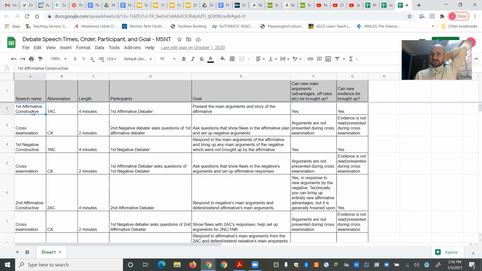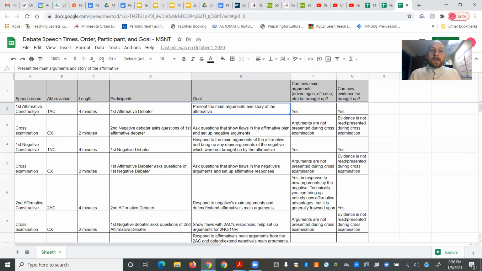Okay. The first speech is the first affirmative constructive, sometimes called the 1AC. It is a maximum of 4 minutes long. So you can spend less time than 4 minutes if you want, but you shouldn't spend more than 4 minutes doing this. And if you go to 4 minutes, the judge will cut you off and ask you to wrap it up, finish your sentence. The person who gives this speech is the first affirmative debater. So on the affirmative team, there's usually 2 debaters. There's the first affirmative debater, and then there's the second affirmative debater. So the first affirmative debater gives the first affirmative speech.